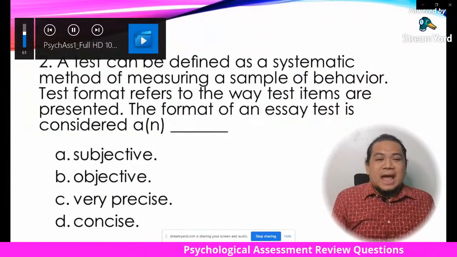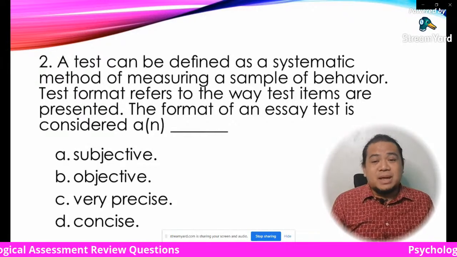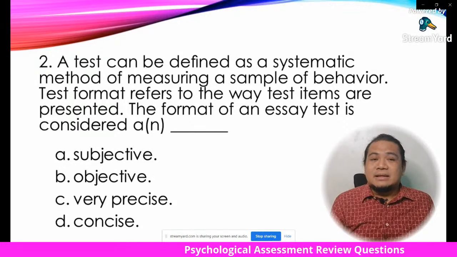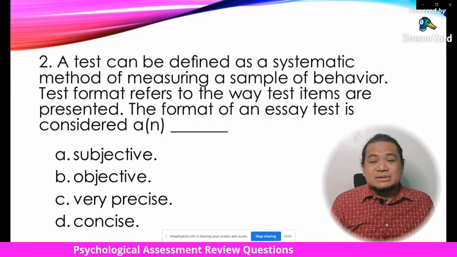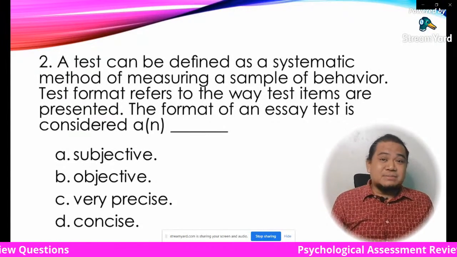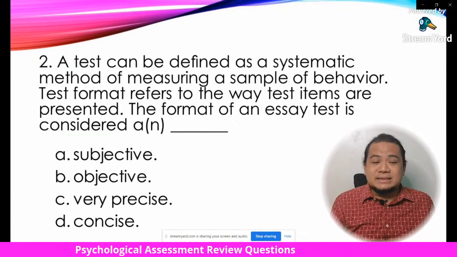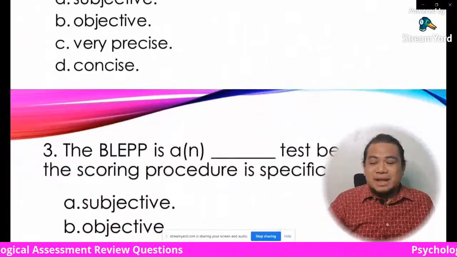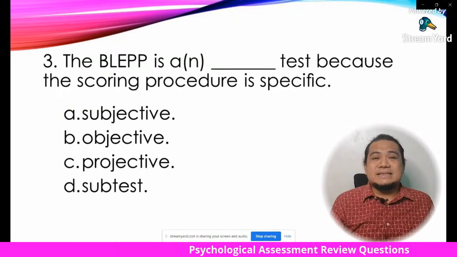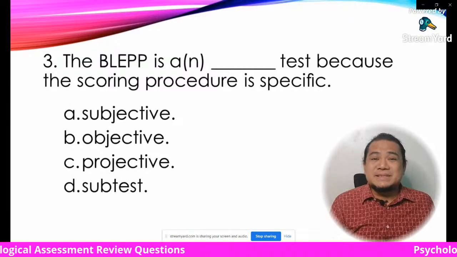Number 2. A test can be defined as a systematic method of measuring a sample of behavior. Test format refers to the way items are presented. The format of an essay test is considered a or an blank format. Is it A. Subjective? B. Objective? C. Very precise? Or D. Concise?